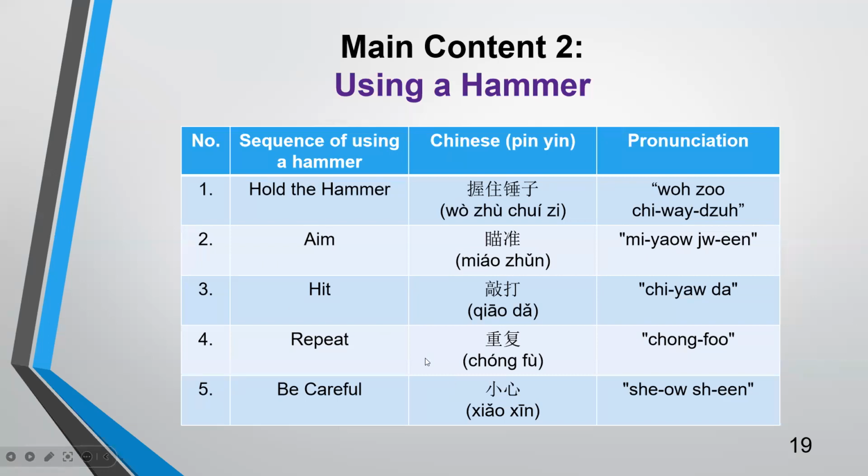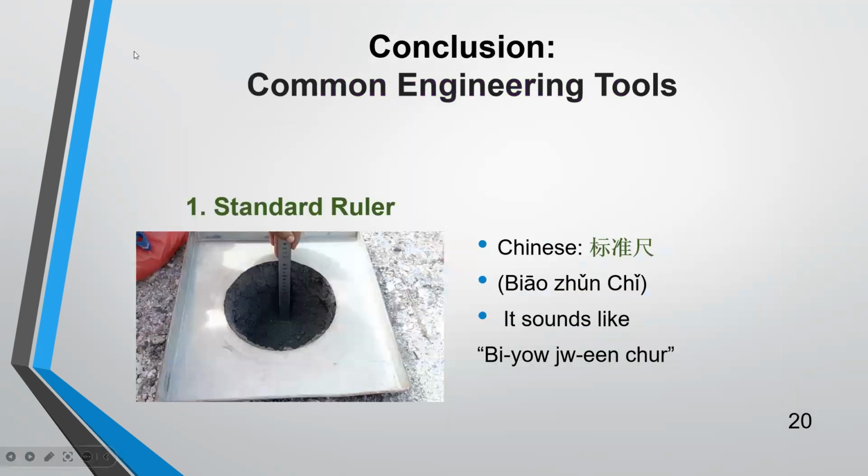Throughout this process, we want to repeat it. We will say 重复. 重复 is like 是 on 重 and F-O-O-L, fool. 重复. And please be careful when we are using the hammer. 小心. 小 and she in. 小心.